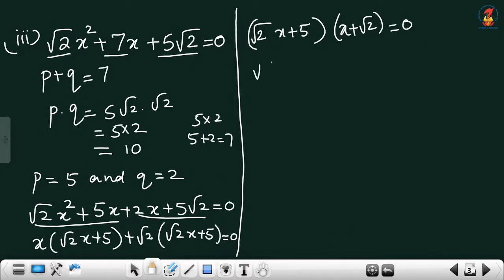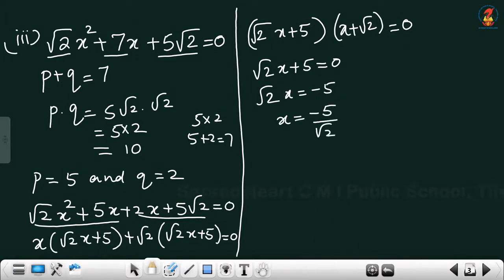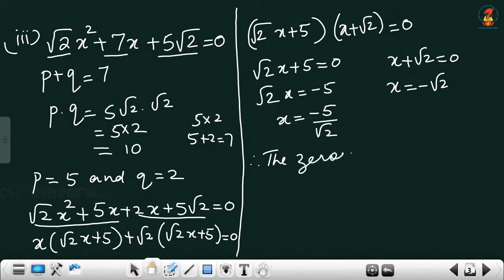So, we can write root 2x plus 5 equal to 0. So, root 2x is equal to minus 5. So, x is equal to minus 5 by root 2. And here x plus root 2 equal to 0. So, x is equal to minus root 2. So, the solutions, or the zeros, are minus 5 by root 2 and minus root 2.